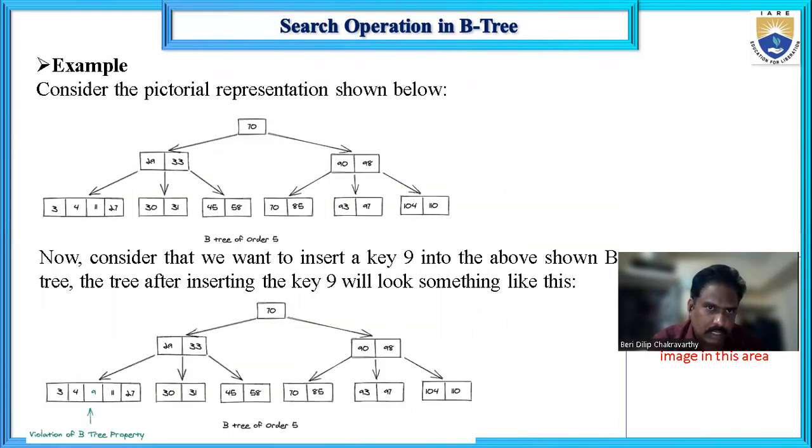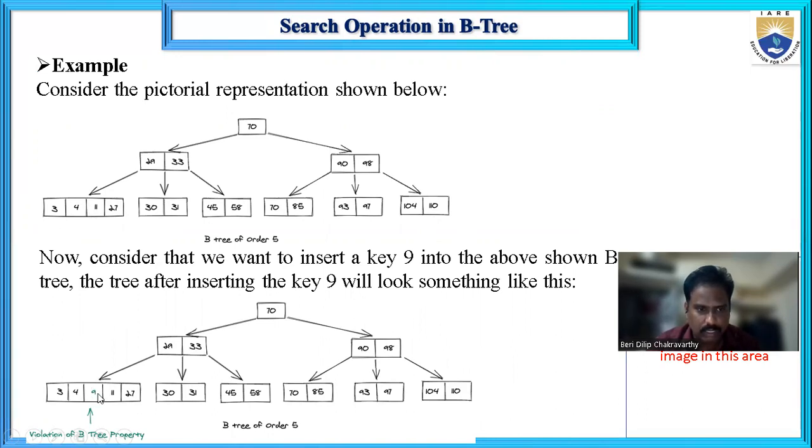Consider the pictorial representation shown below. This is a B tree of order 5. I'm trying to insert the key 9. I come to this position, 9 is less than this, so I move here, then 29, so I need to go here. Here there are already 4 elements: 1, 2, 3, 4. A B tree of order 5 means I can take 5 minus 1, that is 4 keys, but it is already full.